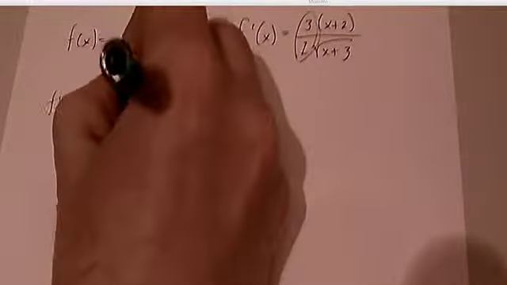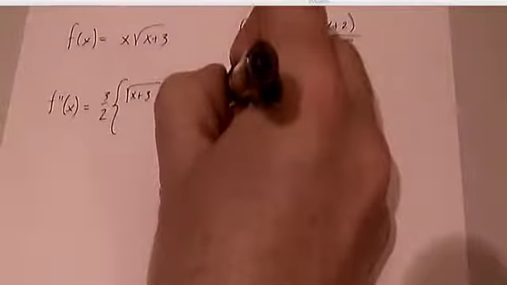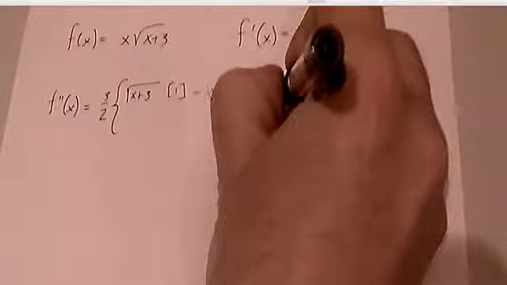And so we have the bottom times the derivative of the top minus the top times the derivative of the bottom.